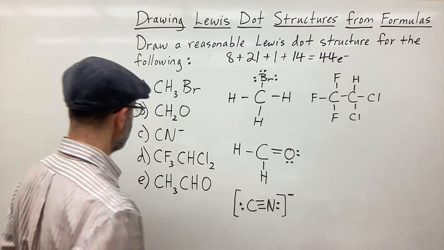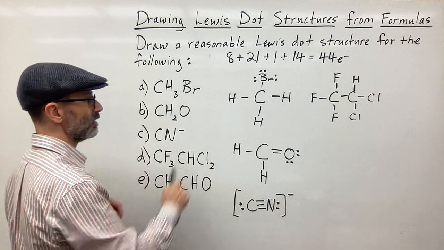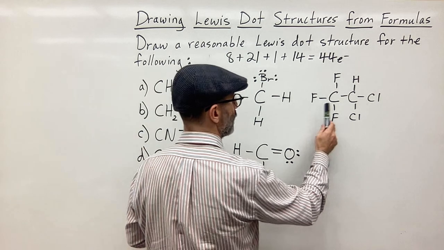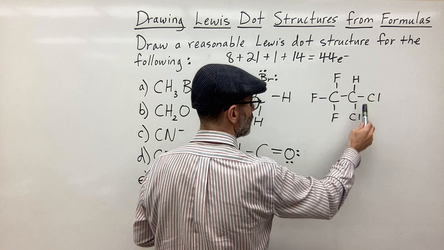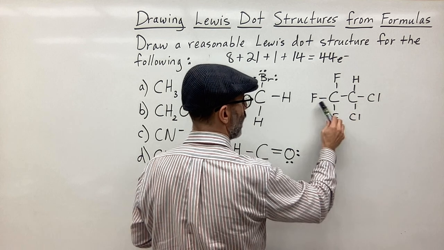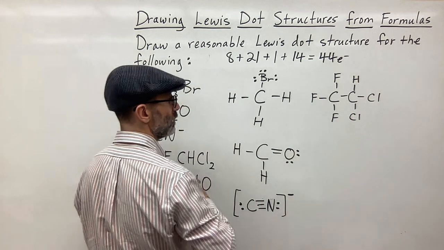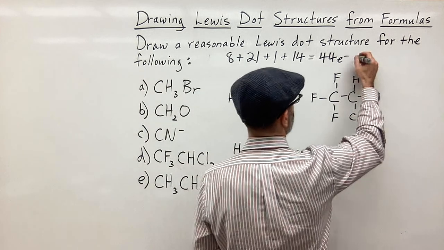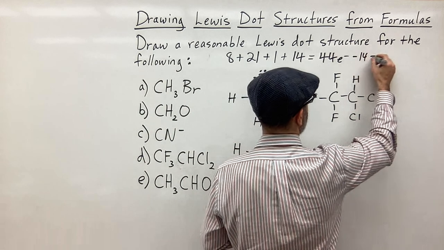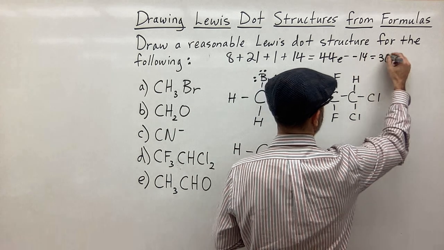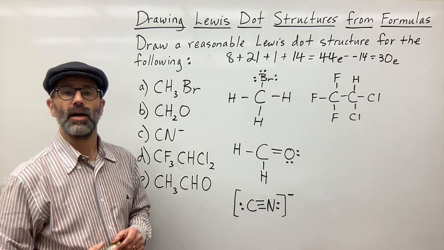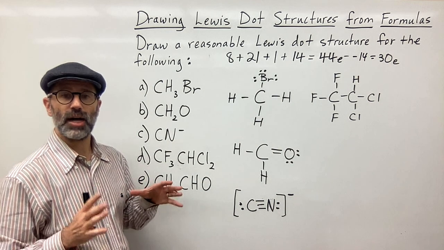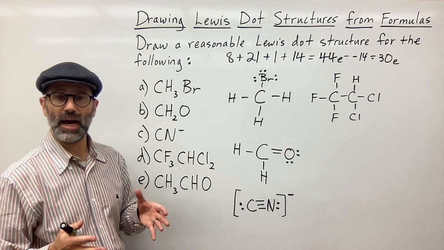Okay, so next, we got that straight, so we're going to subtract out the electrons. We have 1, 2, 3, 4, 5, 6, 7. So we have 7 bonds. That's 14 electrons. And so we're going to subtract out 14, and that's going to give us 30 electrons left. That's step 2.